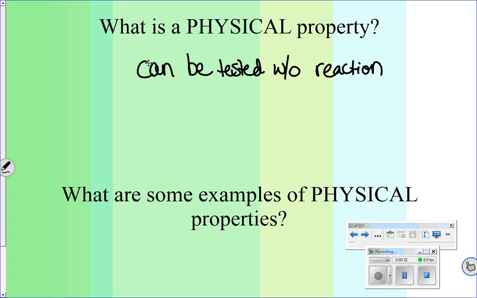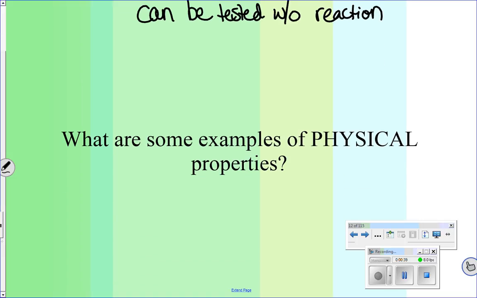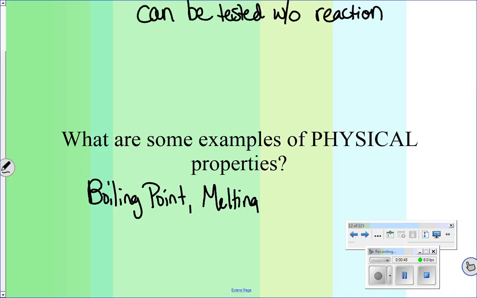For example, you can test the boiling point of water by boiling it. It stays H2O the whole entire time. Some common physical properties that we talk about are boiling point, melting point, density. Other things we can measure are things like color. We can observe color, we can look at things like that, but these are some of the big ones that the periodic table allows us to predict.